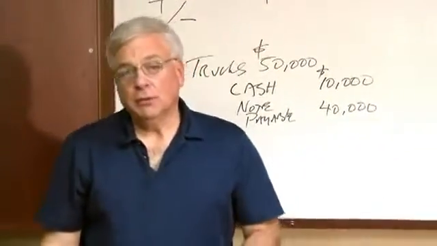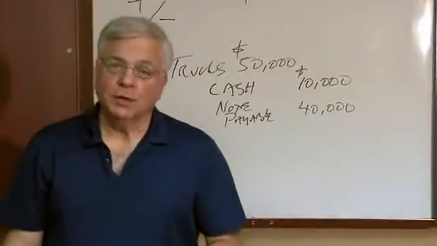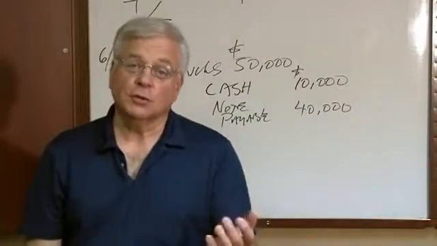Had the company bought a building, it would be very similar. We would debit the building, credit cash for the down payment, and then use mortgage payable for the note.